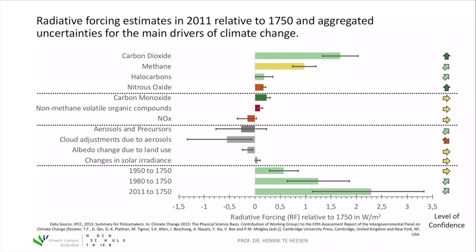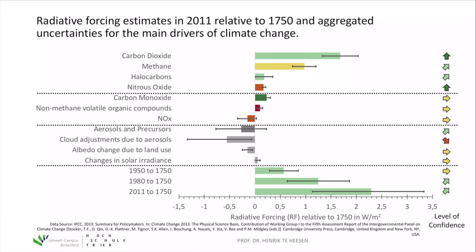So first of all, you see the greenhouse gases. We have already talked about carbon dioxide, methane, halocarbons, and nitrous oxide. The length of these bars, as I said, gives the radiative forcing, and this error bar shows the inaccuracy of these values. So you see the carbon dioxide concentration adds about 2 watts per square meter of radiative forcing to the Earth system. And this is very well understood. There is no misunderstanding, it's fully understood.